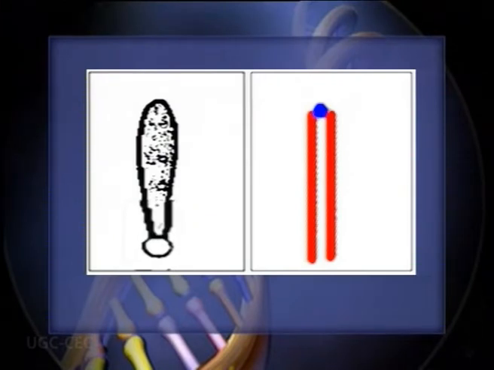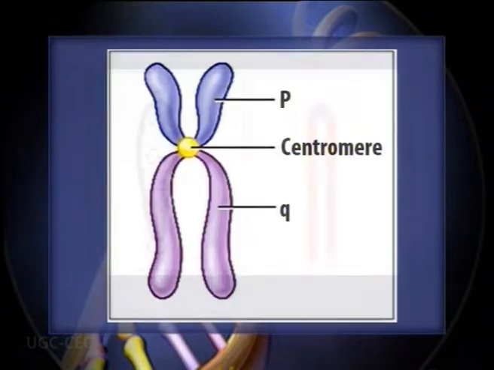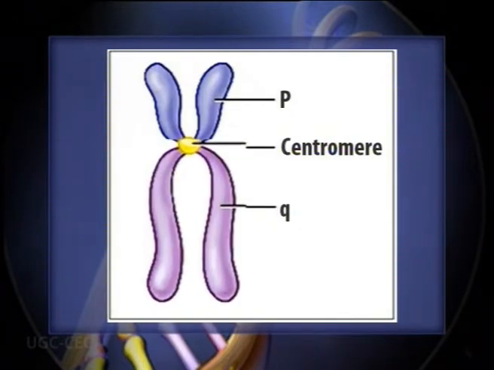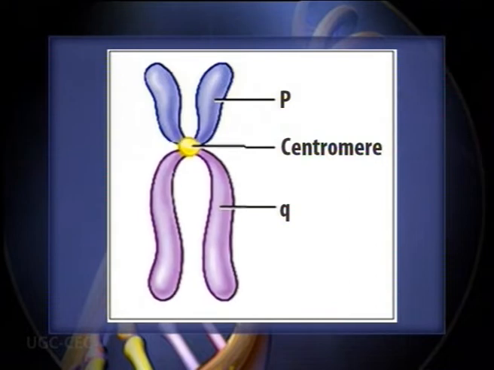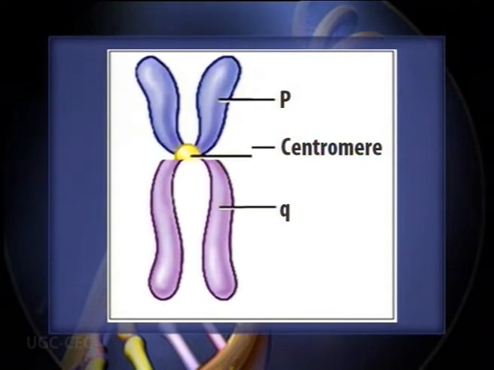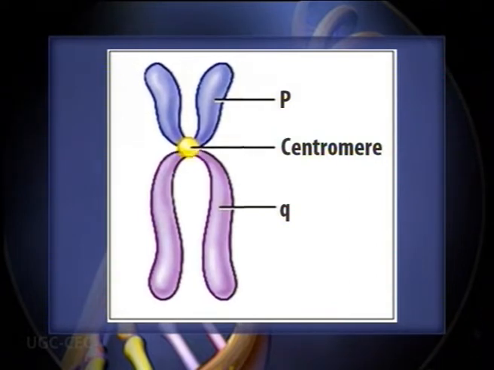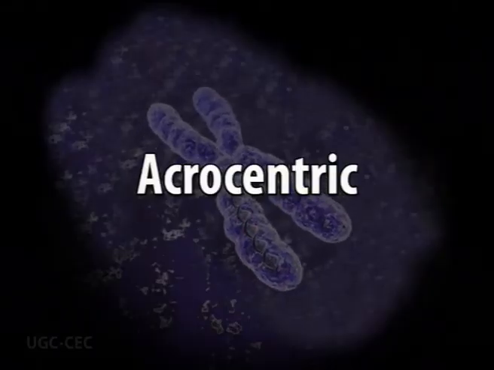When the centromere is at the terminal position, the chromosome is called telocentric. The chromosomes are rod-shaped. Telocentric chromosomes are very rare. In telocentric chromosomes, one arm is very long and the other is very short. The short chromosome arm is designated P, meaning petite, and the long arm is designated as Q, one letter after P. Now the acrocentric chromosomes.